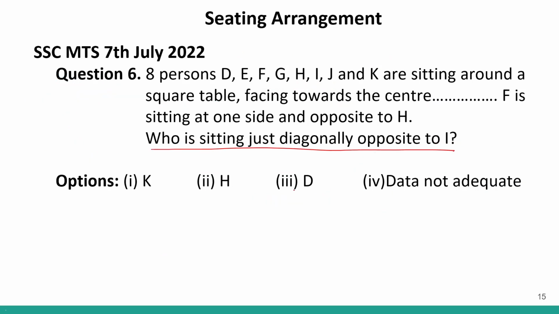In the options, we have option number 4, which says that data is not adequate, because we can have either G or E. So data is not enough. We need some more data to determine the exact person who will be diagonally opposite to I. So this will be my answer, that is option number 4, data is not adequate.